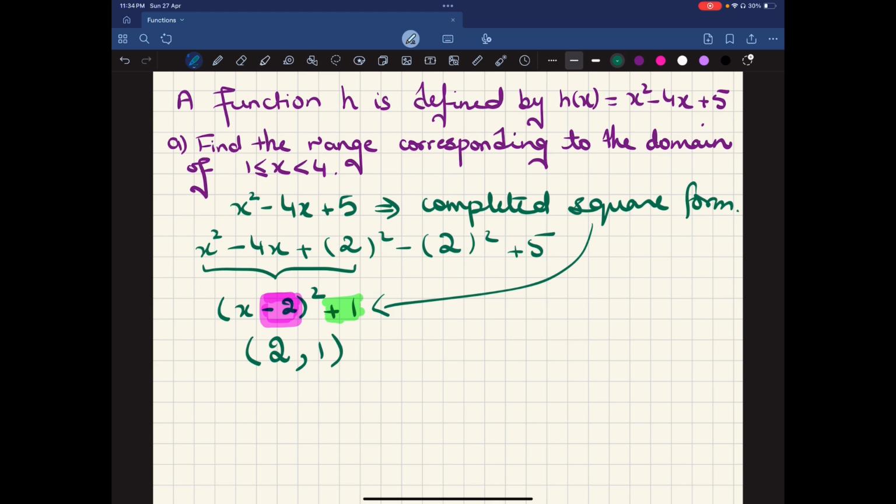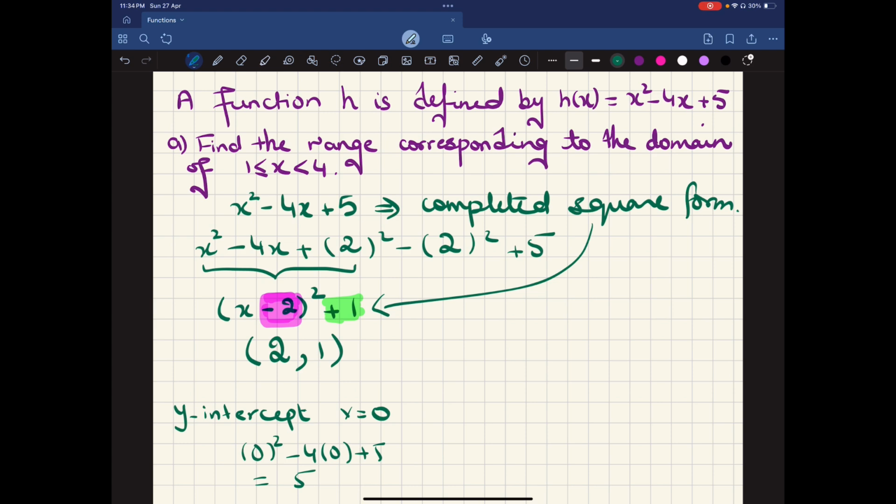Let's find the y-intercept. To find the y-intercept, you're just simply going to substitute x equals 0 in the function. So 0 squared minus 4 times 0 plus 5 is going to give you 5.